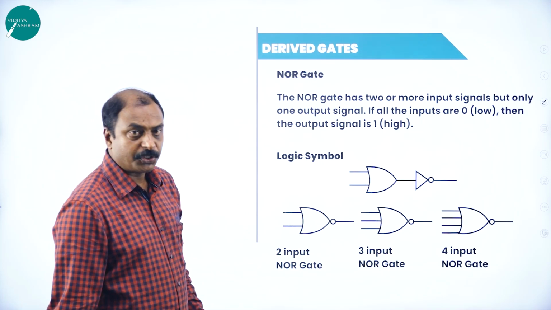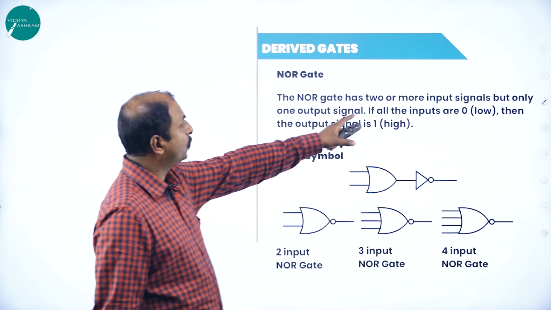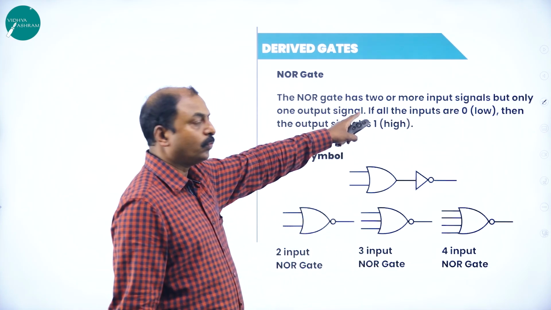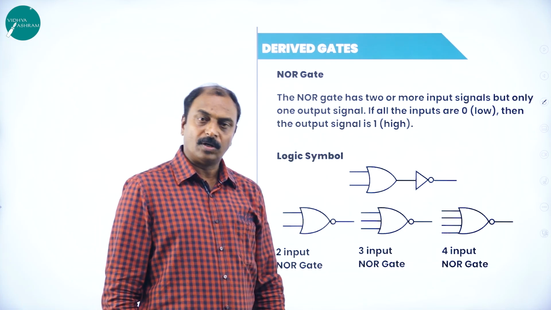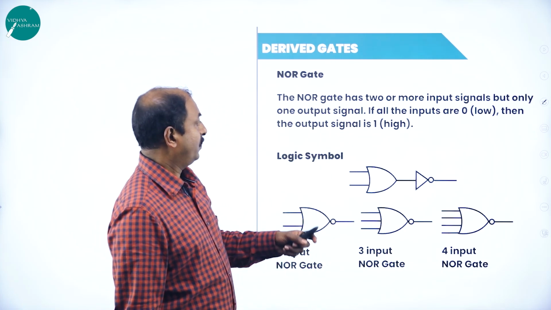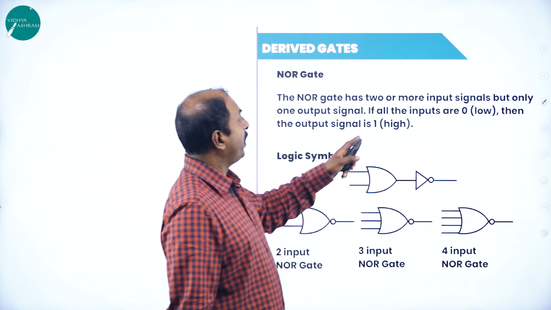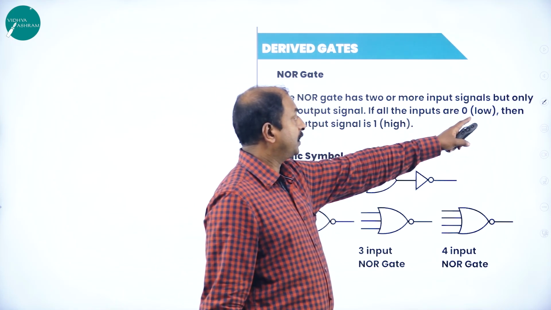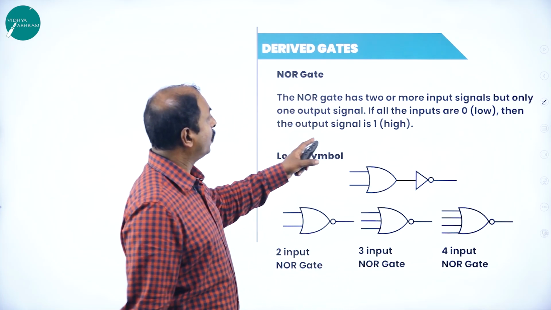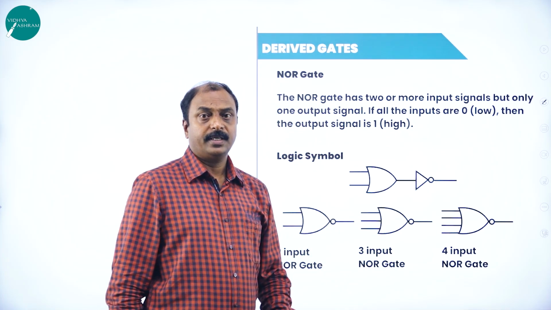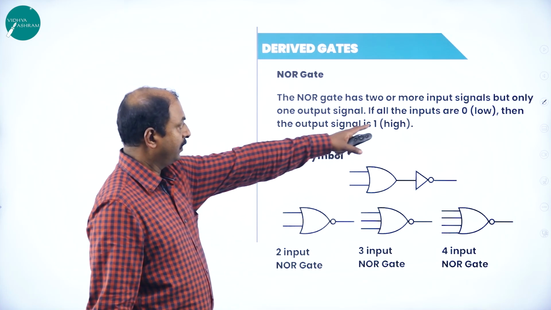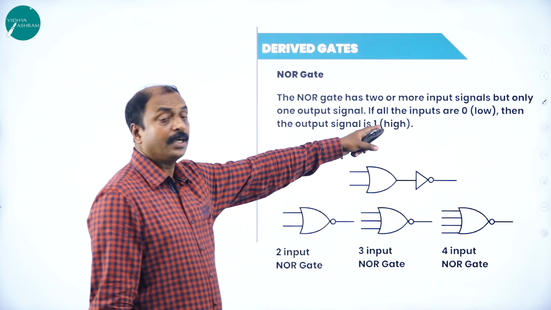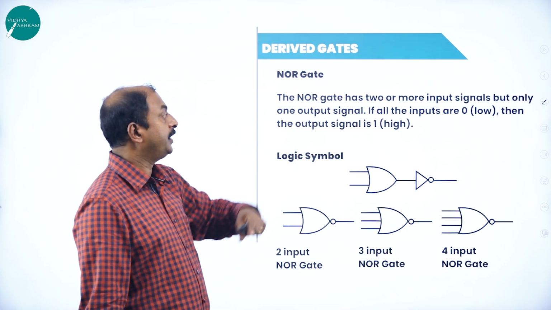Now look at the definition. A NOR gate has 2 or more input signals and always gives 1 output signal. That is a common sentence. Next, what will be the definition of this? If all the inputs are 0, nothing but low, then the output signal is high. Definition of this: when all the inputs are 0, output signal is high. That is the definition.